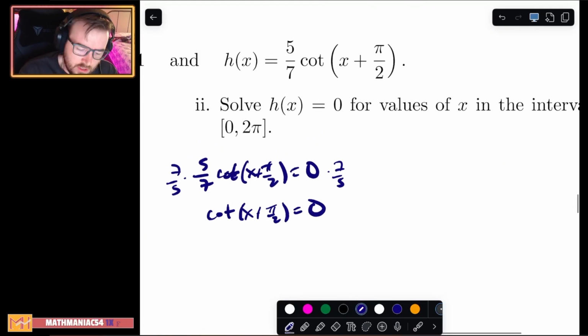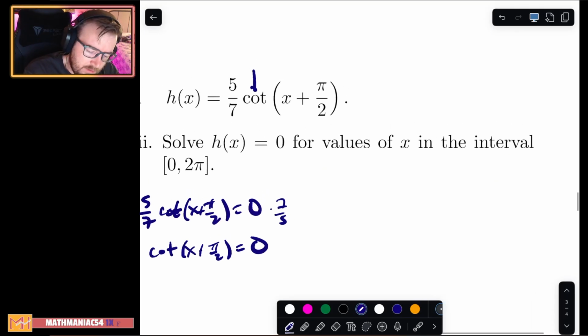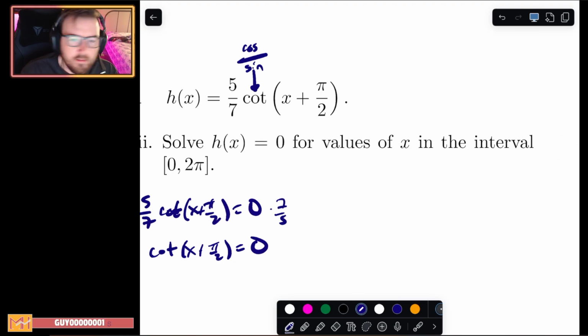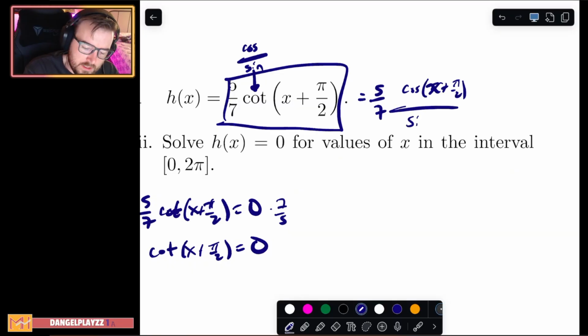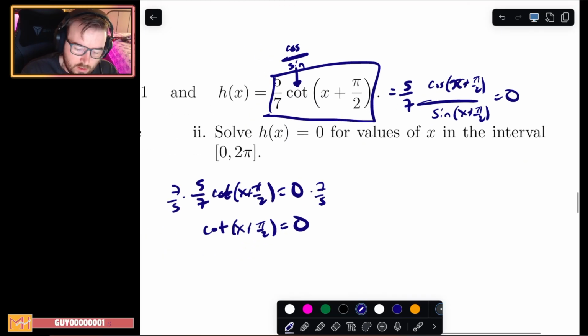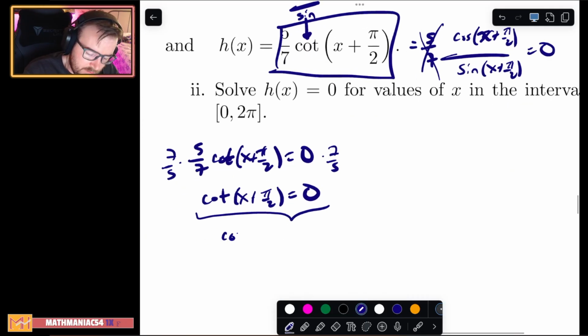What is cotangent? Cotangent is the same thing as cosine over sine. So this equation is actually the same thing as 5/7 cosine of x plus pi over 2 over sine of x plus pi over 2, and we're setting it equal to 0. This canceled out, right? And so this equation right here is really the same thing as this. Why am I taking the time to say this?